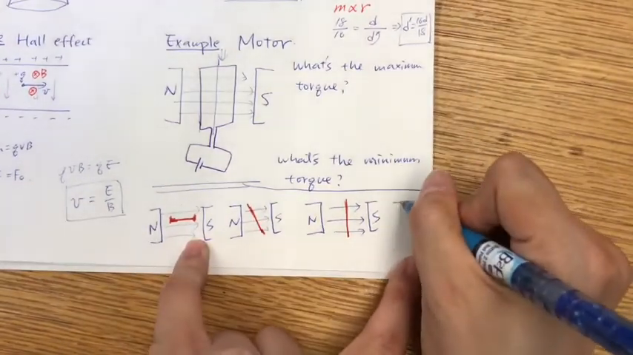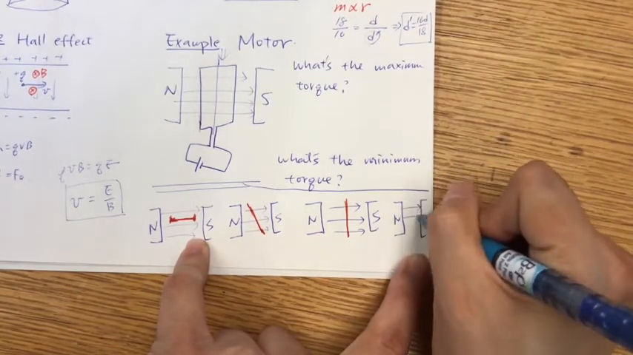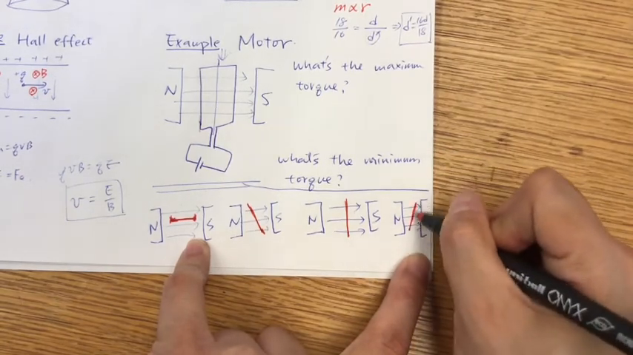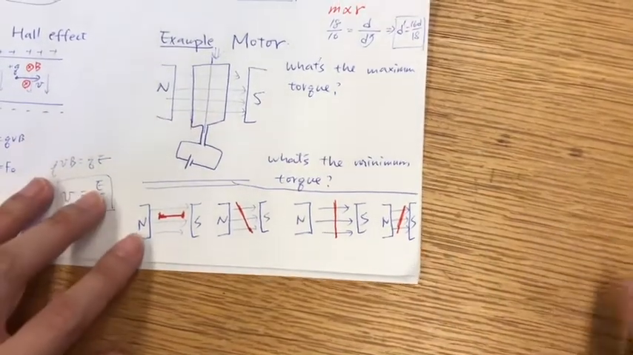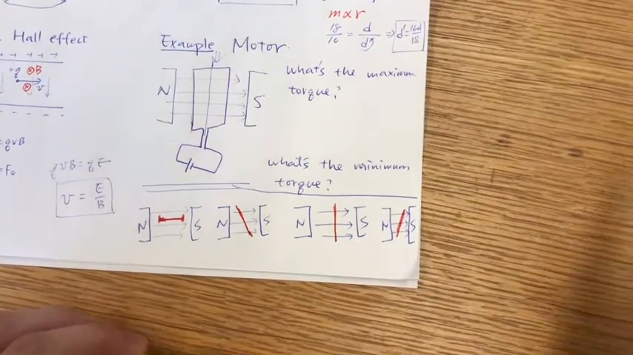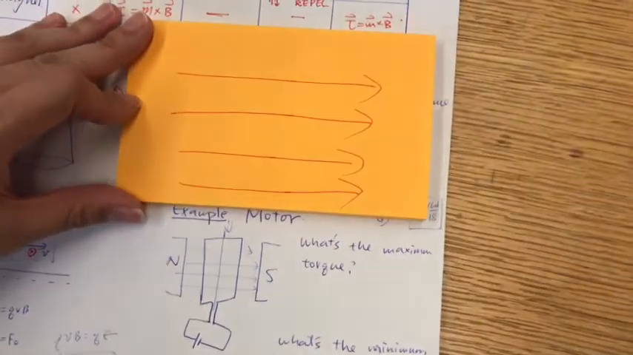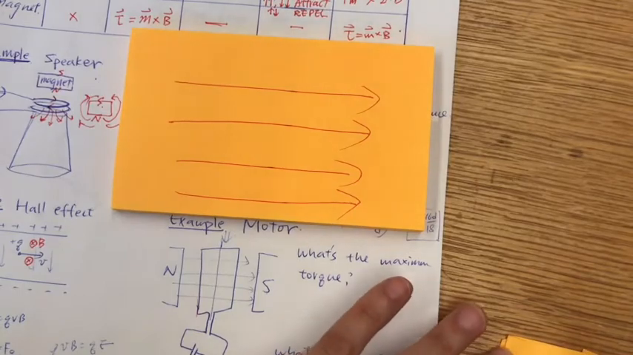And then it will rotate to this direction. Okay, I'm sorry about the bad drawing. But let's see kind of what happened. Here I'm going to draw another one, just the magnetic field, and this is my loop.